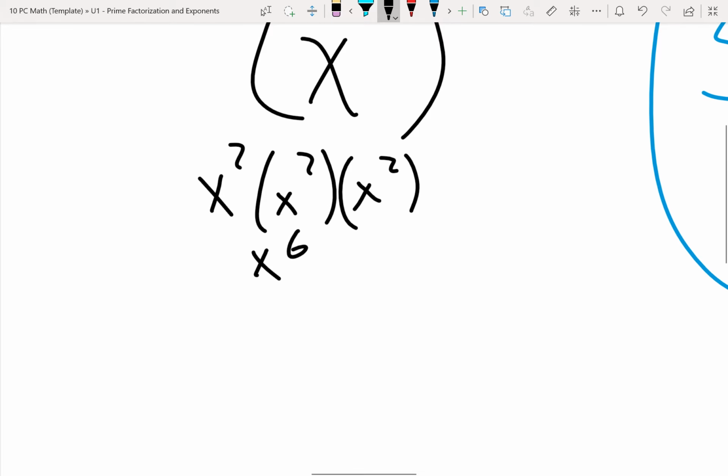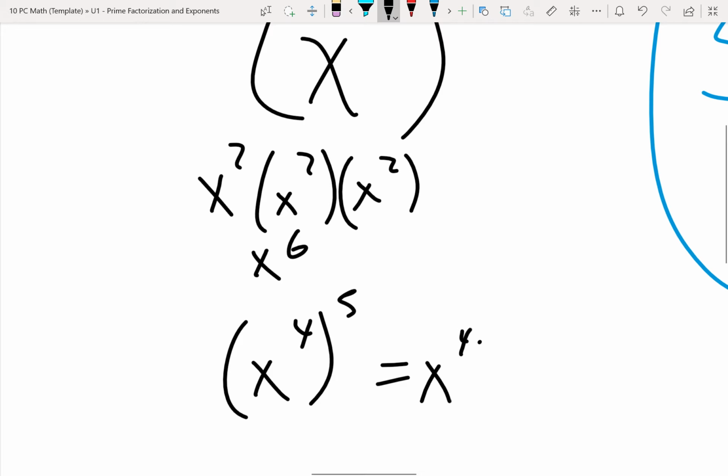So if we had a different question, so like x to the power of 4 to the power of, I don't know, 5, okay, I'm just going to multiply those two together. It becomes x to the 4 times 5, which is the same as x to the 20.